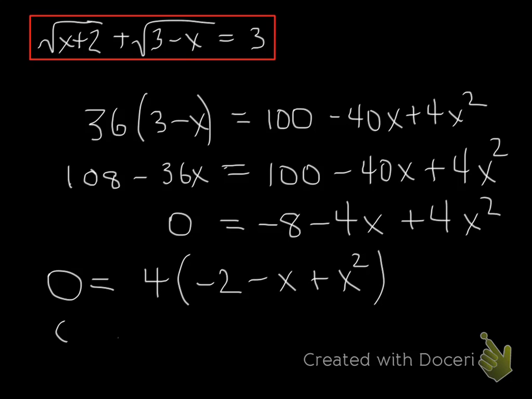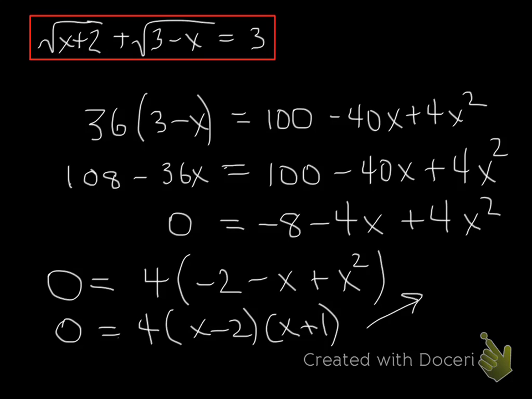Which will factor into x minus 2 times x plus 1, leaving you two solutions, namely x equals 2, x equals minus 1.